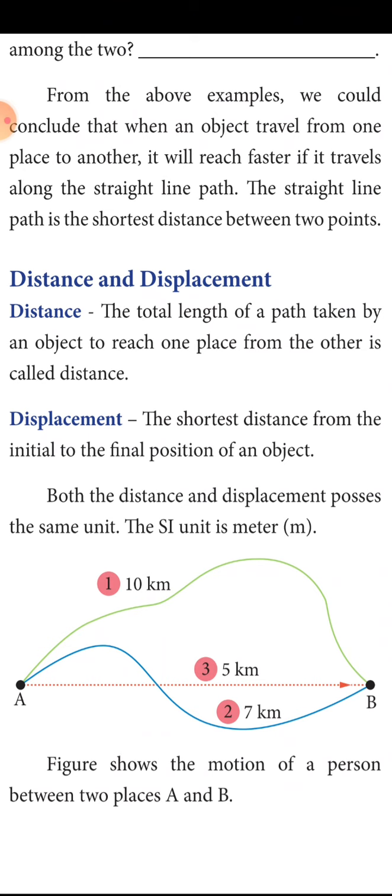Displacement, the shortest distance. See the paths A and B. From A to B, if you use a curved path, you may cover 10 kilometers or 7 kilometers. But in a straight line, you are covering only 5 kilometers. That is your displacement. The shortest distance from the initial to the final position is called displacement. Both distance and displacement have the same measuring unit, meter, or if it is a long distance, kilometer.